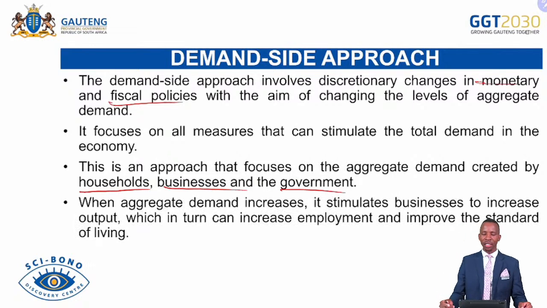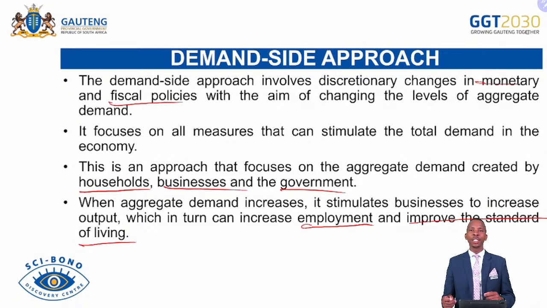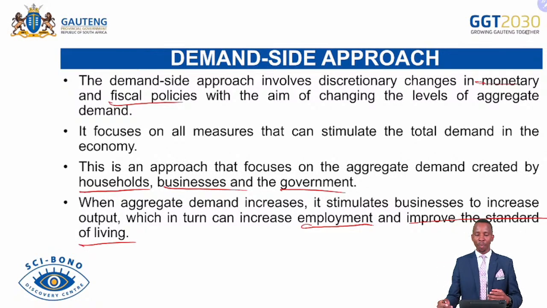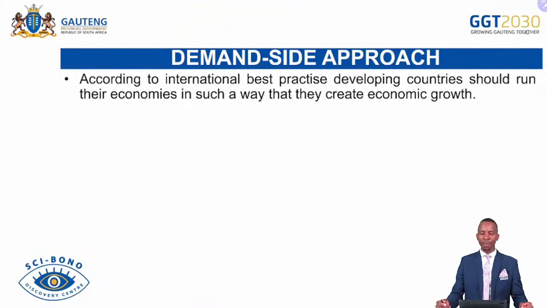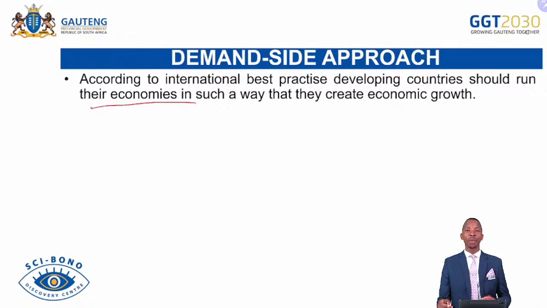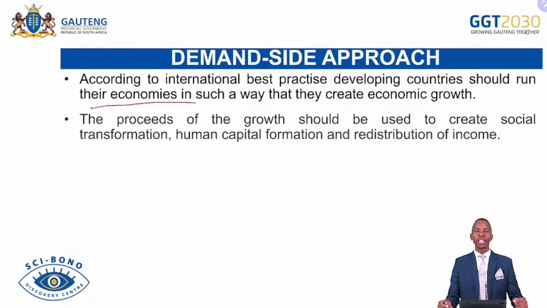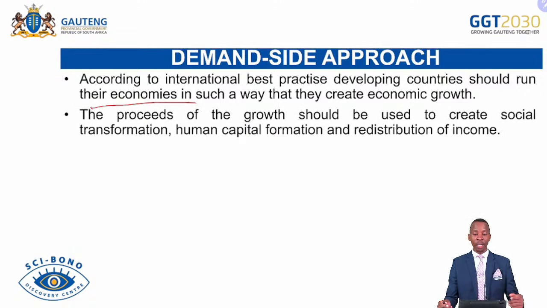When aggregate demand increases, it stimulates businesses to increase output, which in turn can increase employment opportunities and improve the standard of living of people in the country. That simply means that as we improve demand in the economy, that can lead to improved living standards, meaning it goes with economic development at the same time. According to international best practices, developing countries should run their economies in such a way that they create economic growth, so that the nation can develop and improve.